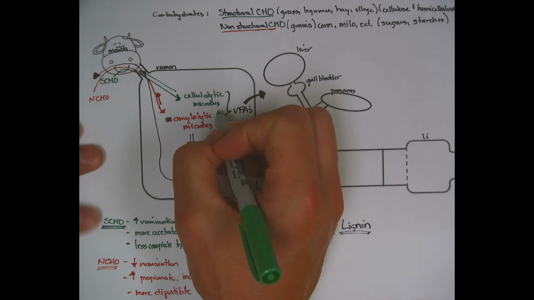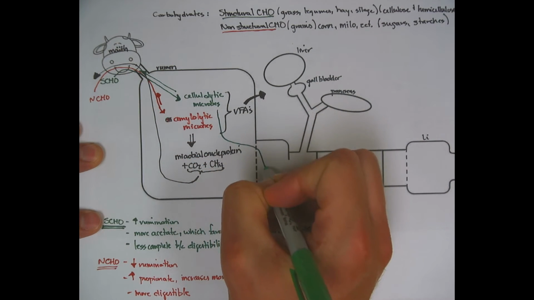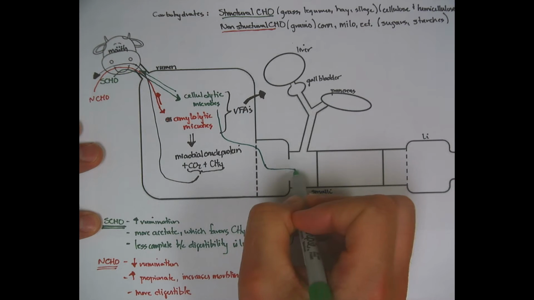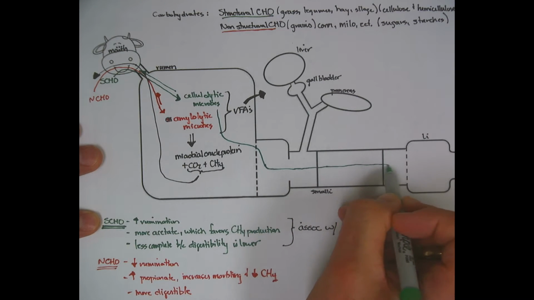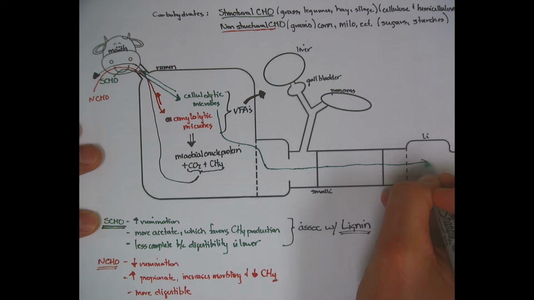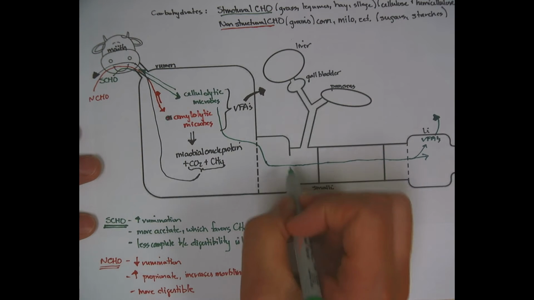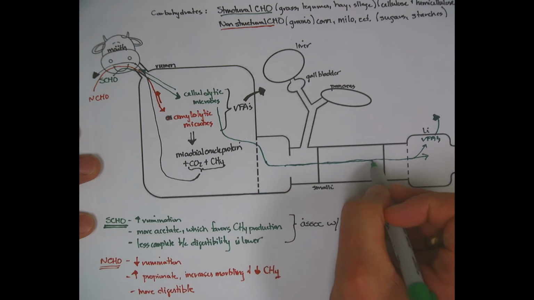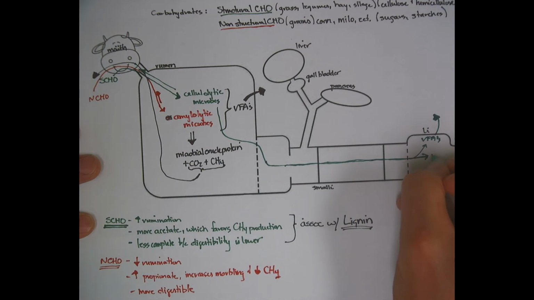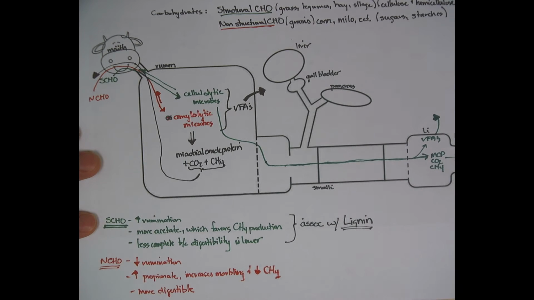If there is some structural carbohydrate that doesn't get fermented in the rumen, it goes through the small intestine basically untouched. Okay, and in the large intestine we can ferment it again and produce VFAs, and those VFAs get absorbed and go to the liver. And we also get the production of MCP, CO2, and CH4, all of which get excreted in the feces.